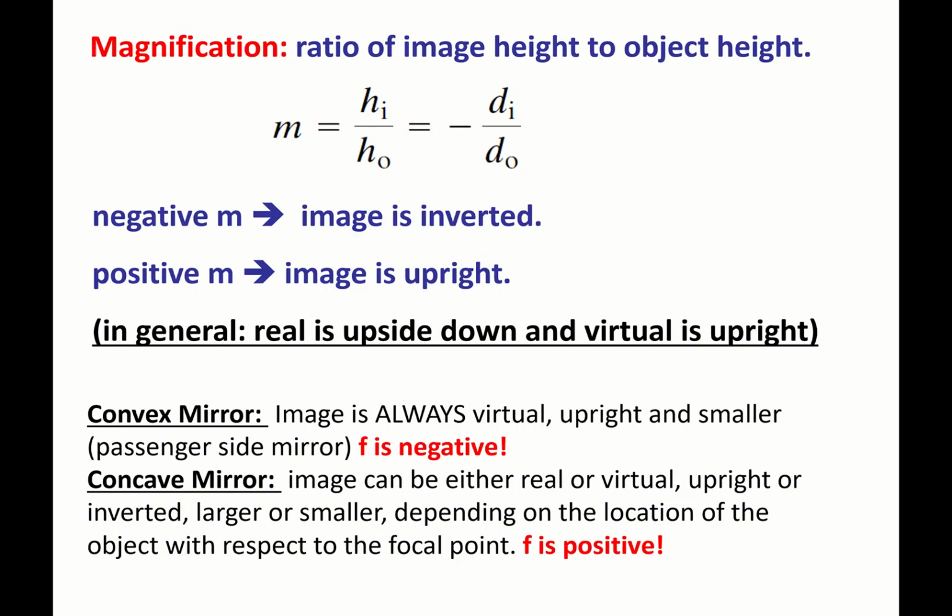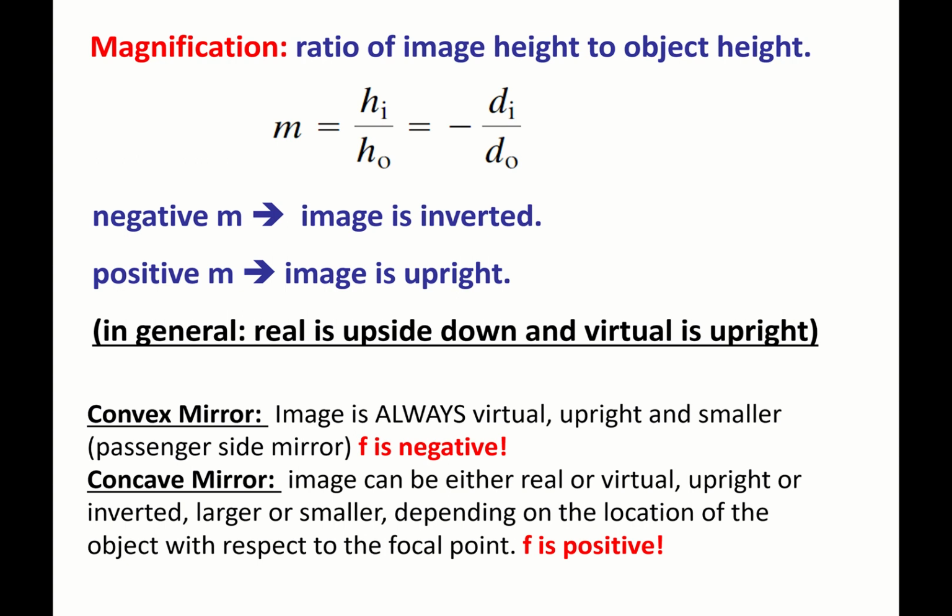To get the magnification, which is the ratio of the height of the image to the height of the object, it's just minus dI over dO. If you get a negative value for M, that means the image is inverted. And if you get a positive value for M, then the image is upside right. So like I said before, in general, a real image is going to be upside down, have a negative magnification, and a virtual one will have a positive magnification and be upside right.